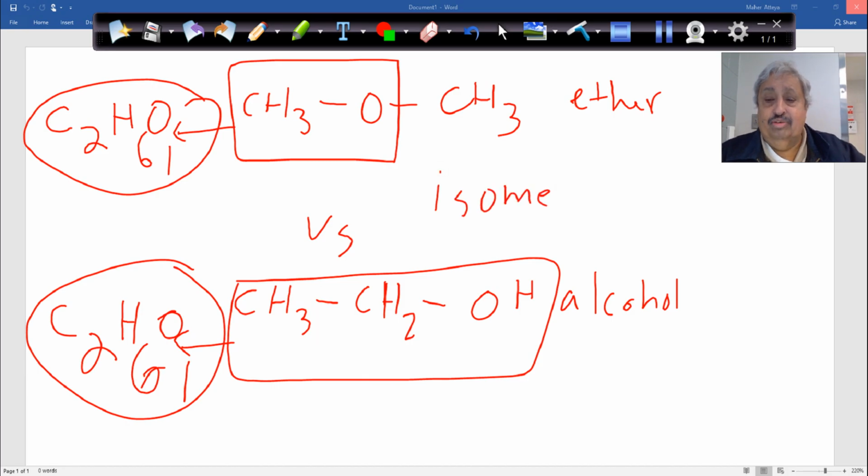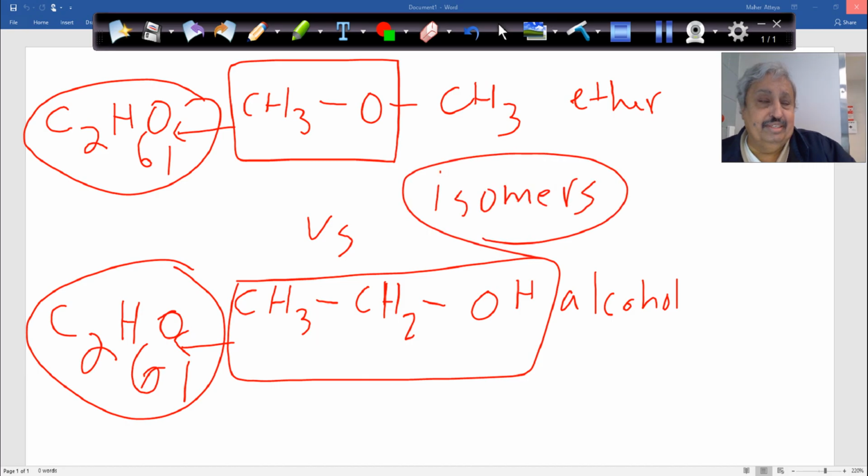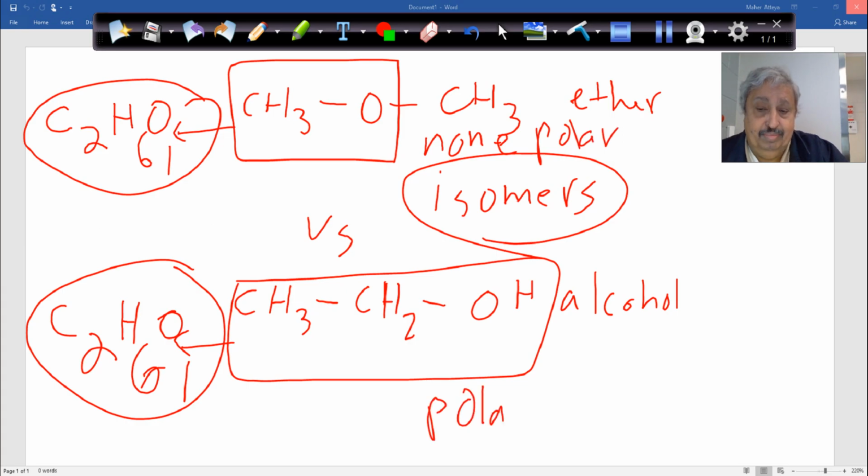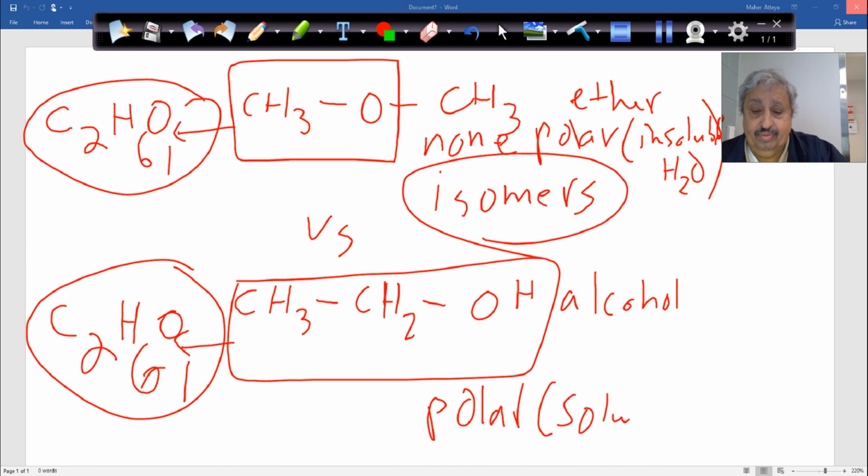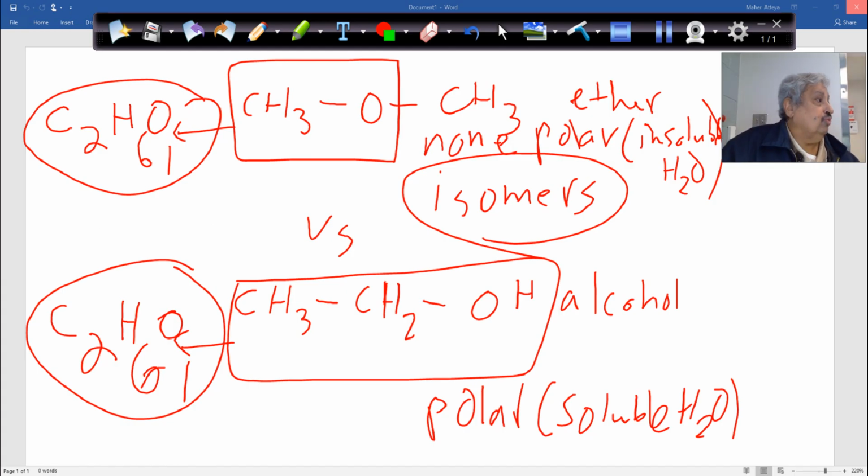Those are isomers. So the rearrangement in space is totally different, and therefore that will lead to different physical and chemical properties. This is non-polar. This is polar, meaning this is insoluble in H2O. This is soluble in H2O. And therefore even the boiling point, the melting point, the freezing point, all this will be different.